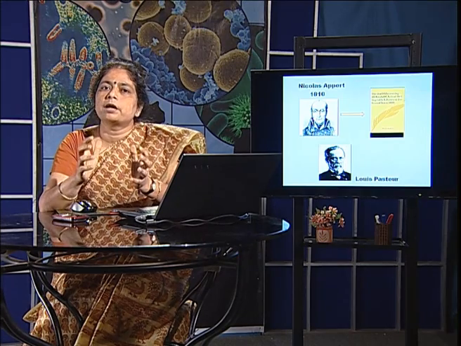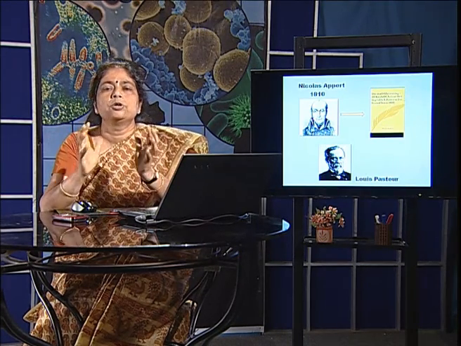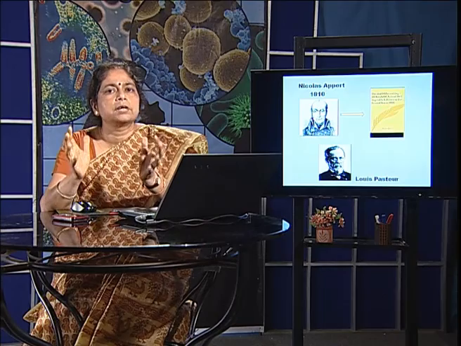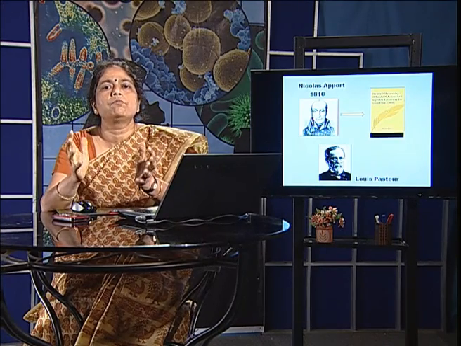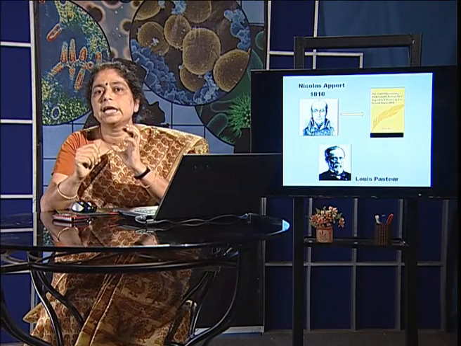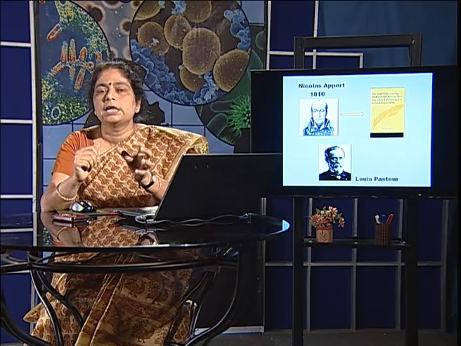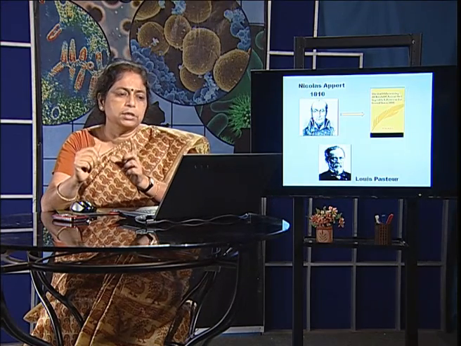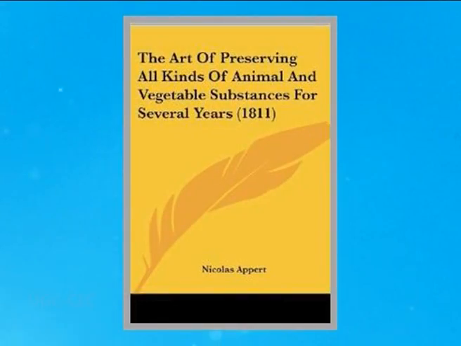Now, Nicolas Appert was experimenting with many food items and he tried to preserve them with the help of heat treatment. And he gave all his experiments in the form of a book called The Art of Preserving All Kinds of Animal and Vegetable Substances for Several Years. And he was able to publish this book in the year 1811.